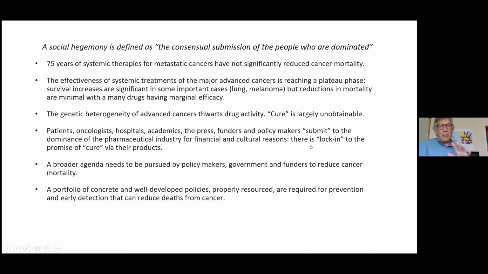So this is the first summary slide. I'm going to say a couple of things after this. A social hegemony is defined as the consensual submission of the people who are dominated. I've suggested to you that 75 years of systemic therapies, I didn't go all the way back through the history, have not significantly reduced cancer mortality. And I've said to you that the effectiveness of these systemic treatments is questionable, with minimal effects on survival and marginal efficacy. Cure is largely unobtainable. And I think that's largely due, and many people do, to the genetic heterogeneity and complexity of advanced cancers.